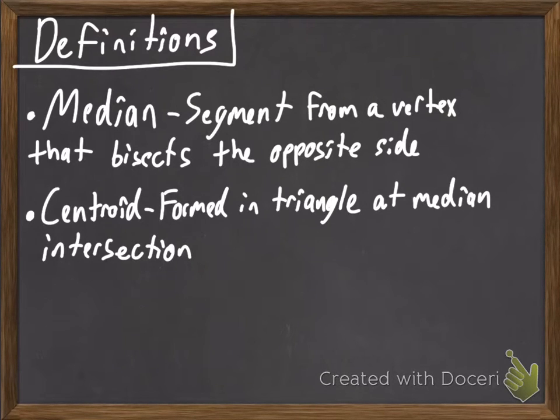In a triangle, the median is the segment from a vertex that bisects the opposite side. So it's going out from the vertex to the opposite side. The centroid is formed in a triangle at the median intersection. A triangle has three angles, which means it has three medians, and all three of these medians are going to meet at the same point called the centroid. There's something special about that centroid.